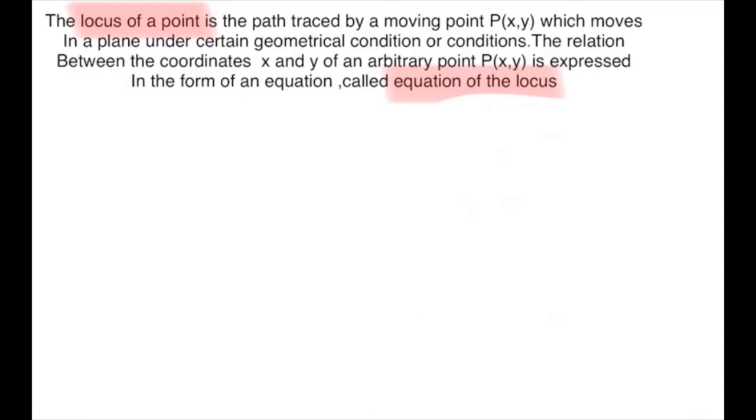Before the next problem, we shall define locus of a point and its equation. The locus of a point is the path traced by a moving point P(x, y), which moves in a plane under certain geometrical condition or conditions. You can have more than one condition. The relation between the coordinates x and y of an arbitrary point P(x, y) is expressed in terms of an equation called the equation of the locus.